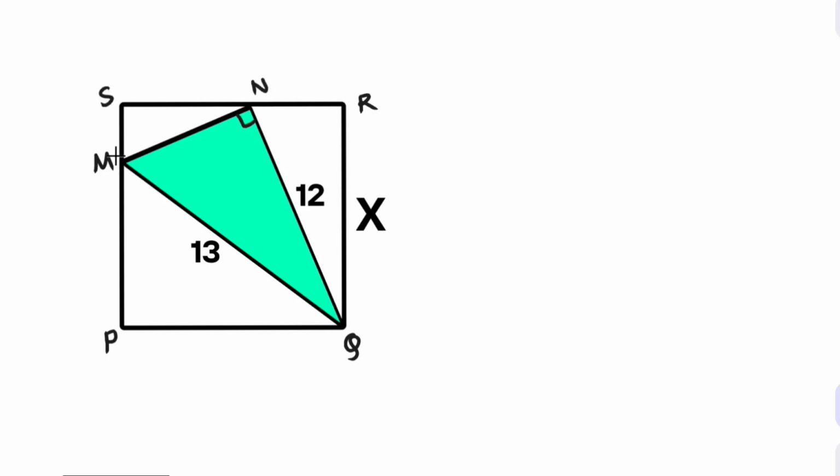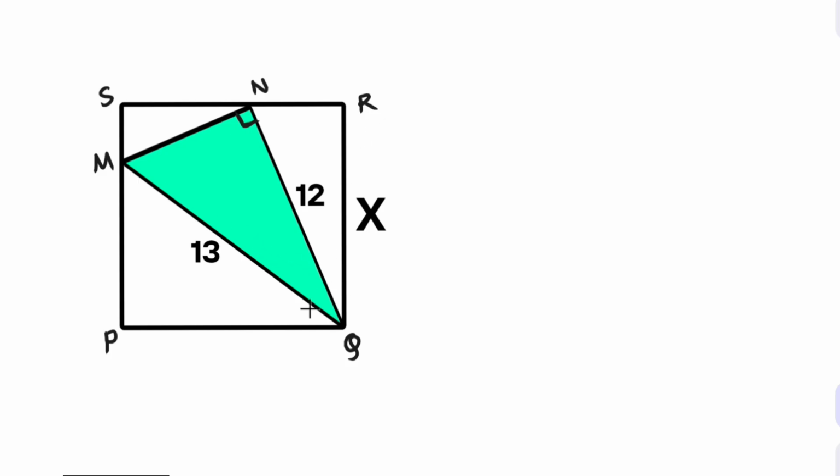We connect M, N, and Q together, and that forms a triangle sitting inside our square. We're told the angle at N, that's angle MNQ, is exactly 90 degrees. We're also given two side lengths, MQ equals 13 and NQ equals 12. Our job is to find X, the side length of the square.